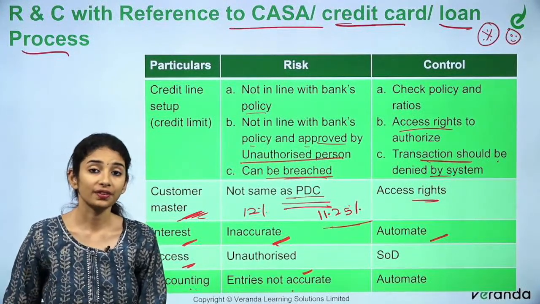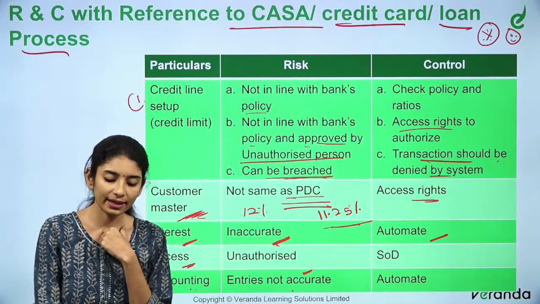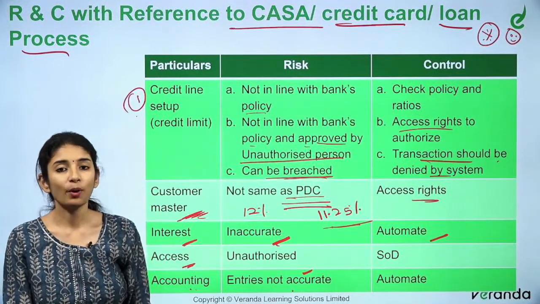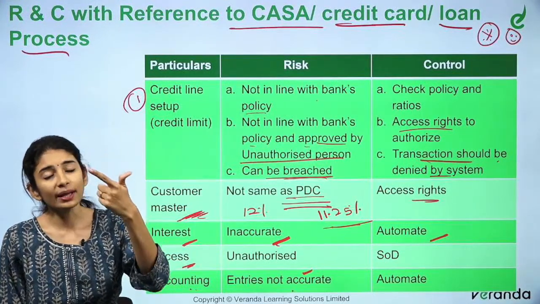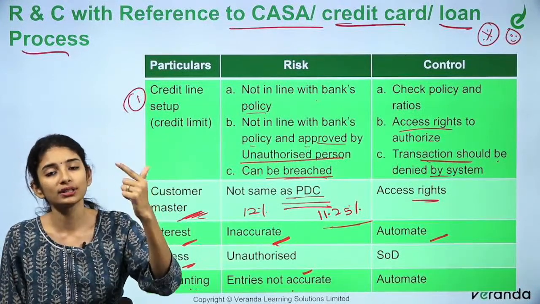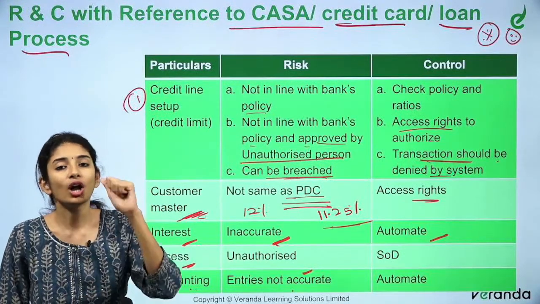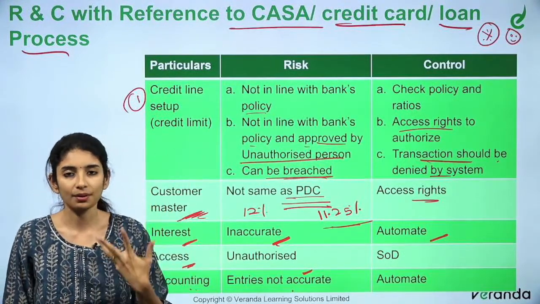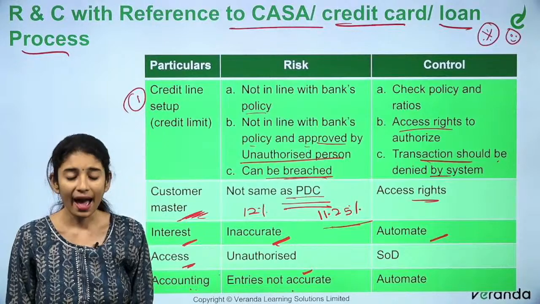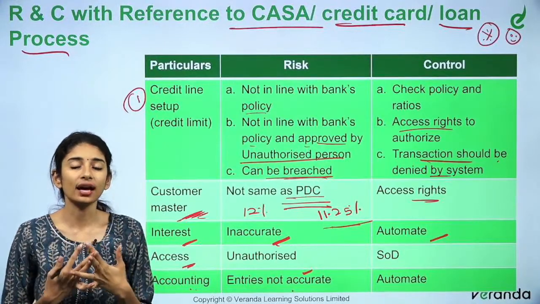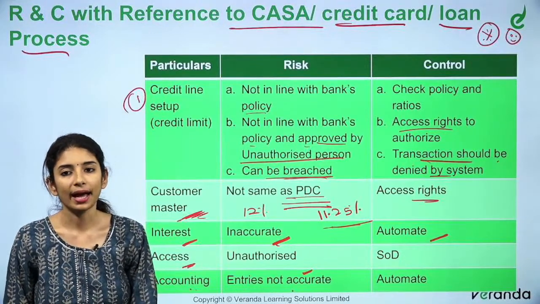So, risks and controls with reference to the CASA, credit card or loan process. The first one is credit line setup or credit limit. There are 3 different points here: not in line with the bank's policy, not in line with the bank's policy and approved by an unauthorized person, and can be breached. Customer master, not the same as the pre-disbursement certificate: the master is edited, so access rights. Interest is inaccurate. Access to the system is unauthorized. And finally, accounting entries are unauthorized or inaccurate. Clear?